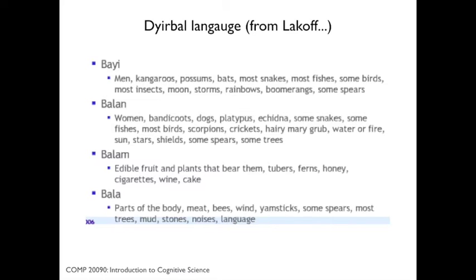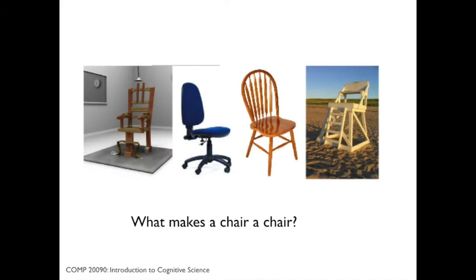So let's get closer to home. Let's leave these bizarre categories from Djirbal behind, and let's consider something nice and easy like a chair. There's some chairs. They are all chairs. I hope we'll agree on that. They're not necessarily all equally typical chairs. The chair on the far left, for example, is unique in that it's made for killing people. Most chairs are not made for killing people. I think we can agree on that.